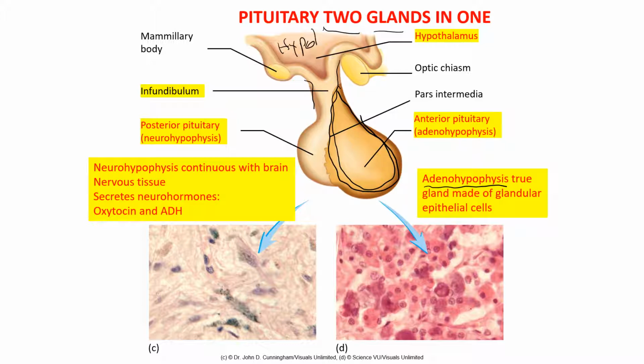On the other hand, the posterior pituitary, also called the neurohypophysis, is made of nervous tissue. It is directly connected to the hypothalamus because bodies of neurons in the hypothalamus have axons that secrete their hormones from the posterior pituitary. So the two hormones secreted by the posterior pituitary are actually made in the hypothalamus.